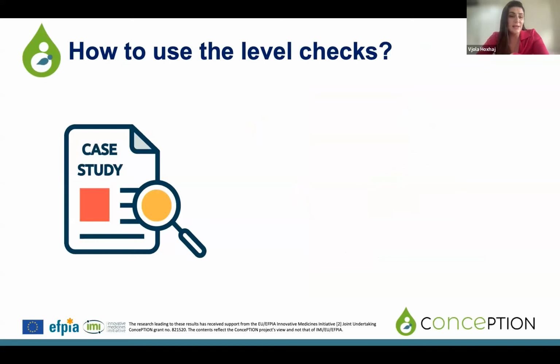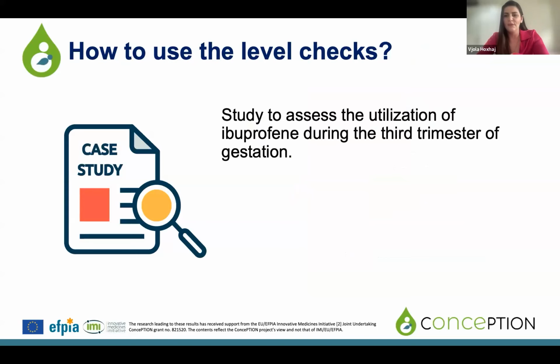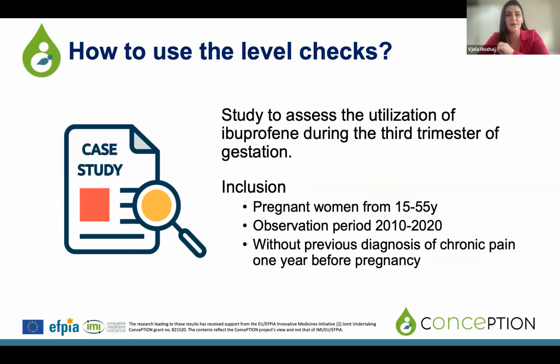To make it easier and clearer how to interpret the results of the quality checks, we are presenting you with a case study. Our case study is that we are interested in evaluating the utilization of ibuprofen during the third trimester of gestation. Our inclusion criteria are pregnant women aged 15 to 55 years old at start of pregnancy, observed during a time period of 2010 till 2020, and without a previous diagnosis of chronic pain 1 year prior to pregnancy.